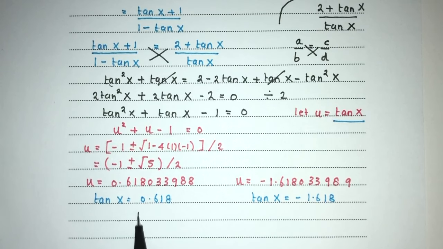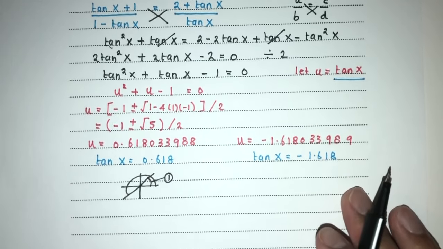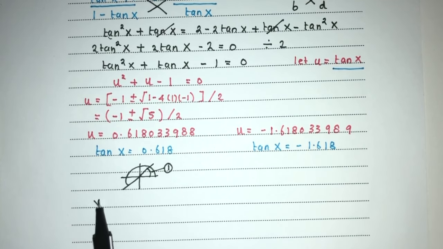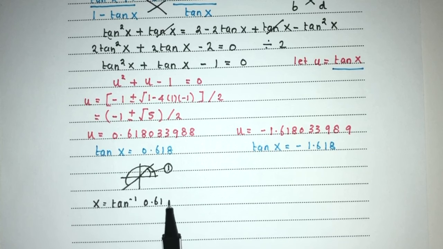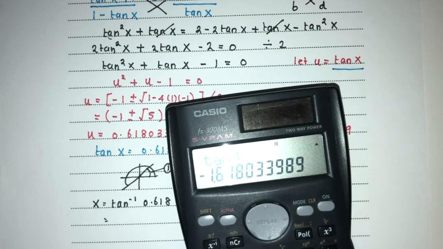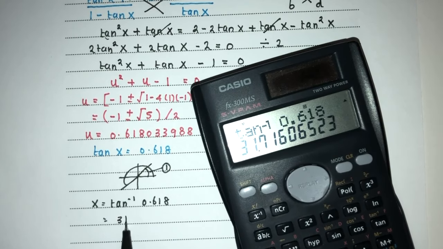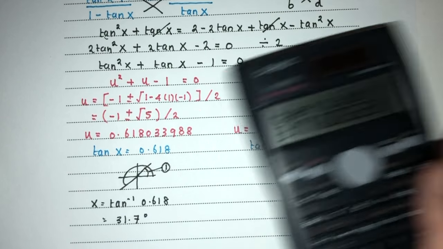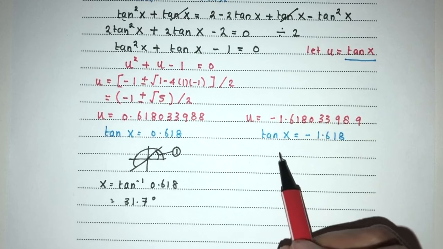Now when tan is positive, it will be in the first quadrant and in the third quadrant. But we don't need the third, we only need the first. Pretty easy. We can find this directly by taking x to be tan inverse of the value on this side. Let's see what happens. Tan inverse of 0.618, that should be 31.7. So 31.7 degrees will be the first value. And for this one, let's see what happens.